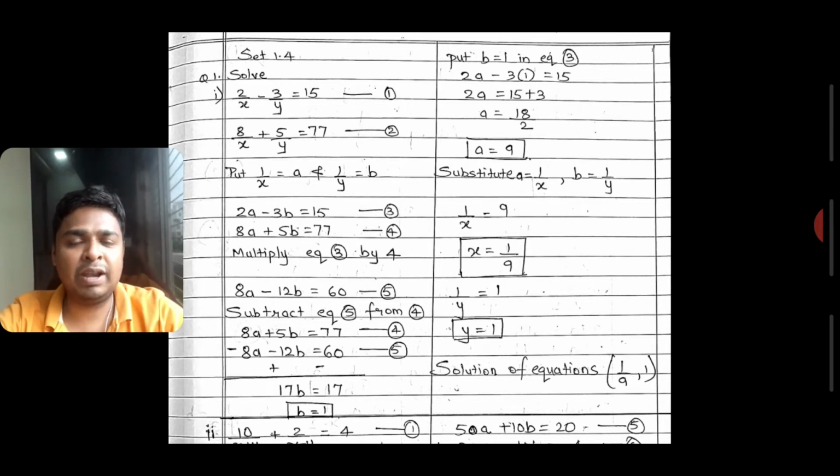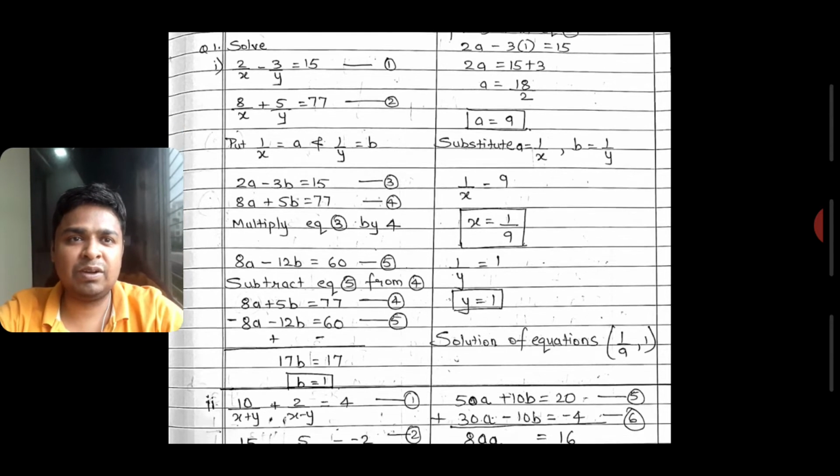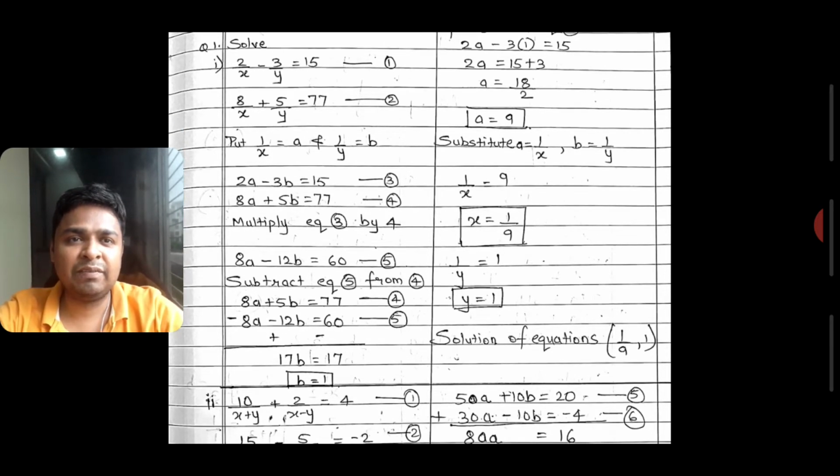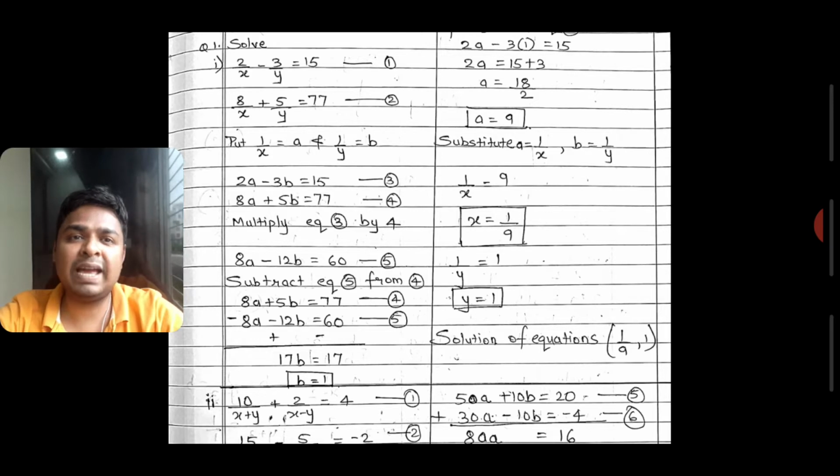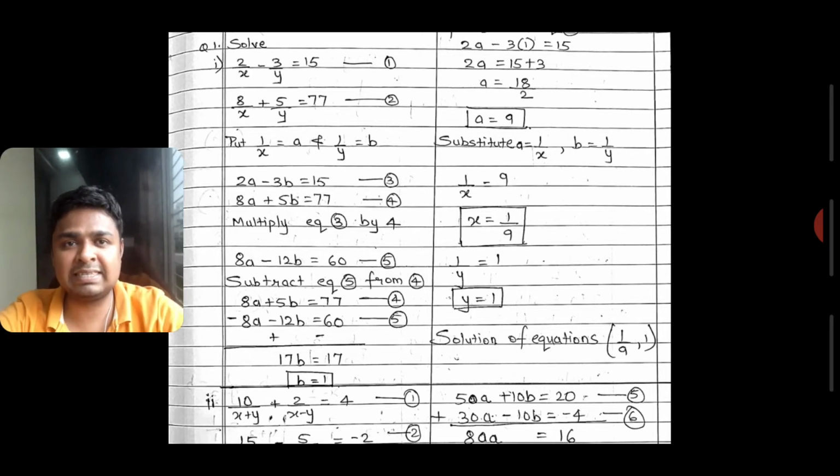So we put 1 upon x as a, so 2 upon x will become 2a, 3 upon y will become 3b, 8 upon x will become 8a and 5 upon y will become 5b. Now look at the coefficients. Now in the third equation we can multiply with 4 so that the coefficient of a will become the same. Instead of multiplying both the equations, I will just multiply the third equation with 4. So 4 times 8 will become equal. The coefficients have to be equal, then I can cancel them.